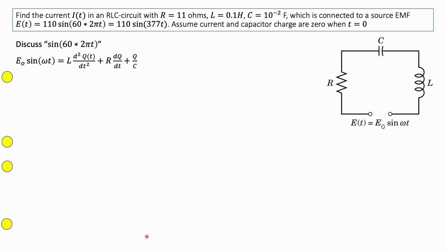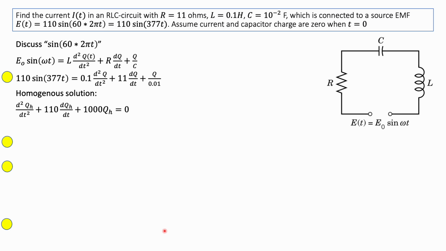So the voltage E sine omega t is L d squared q by dt squared plus R dq by dt plus q over C. This is the equation based on the physics of the circuit from the previous slide. So you can put in the voltage, 110, that's the sinusoidal variation. Put in the values of L, R, and capacitance in the denominator.